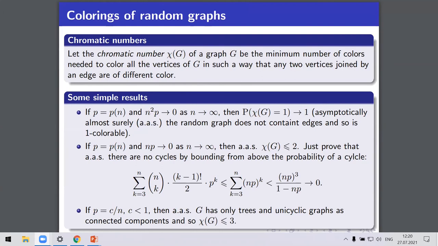So in the case when P times N squared tends to zero, the chromatic number is just concentrated in one value, which is equal to one. In the second case, the chromatic number is concentrated in the value two, since if you have NP tending to zero and N squared times P not tending to zero, then it's possible to prove that the chromatic number is exactly equal to two, asymptotically almost surely. And in the third case, the same is true for the value three. Almost all sparse graphs which are realized have exactly this chromatic number.